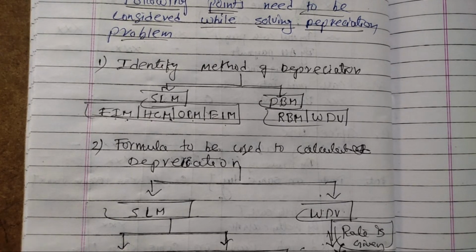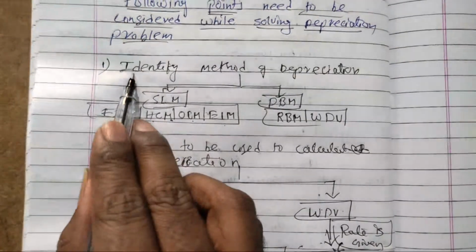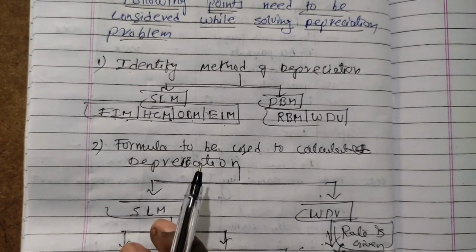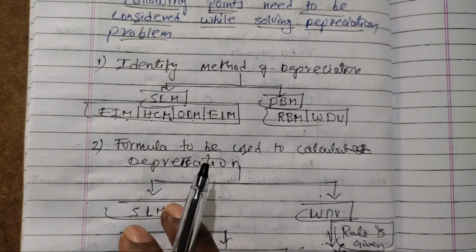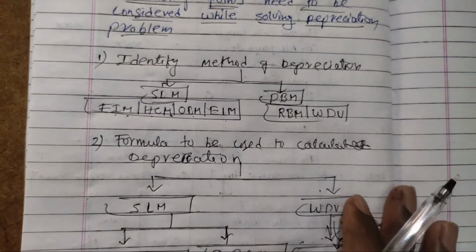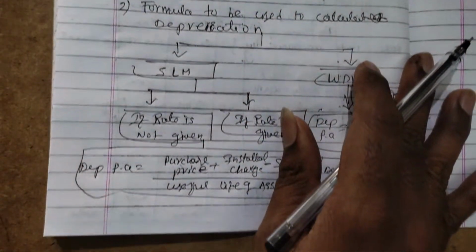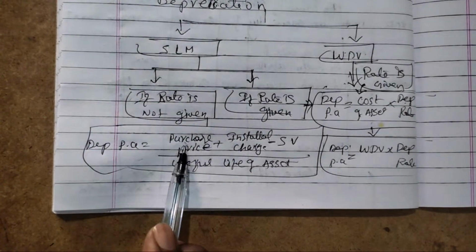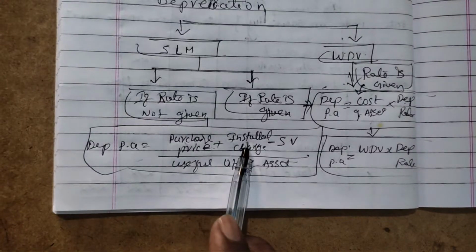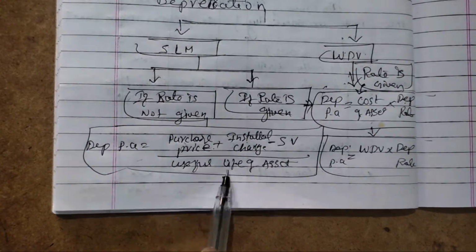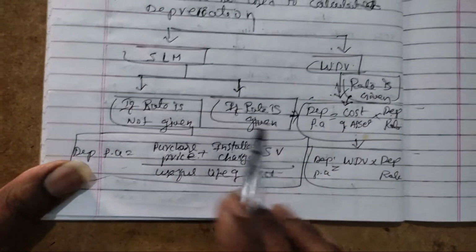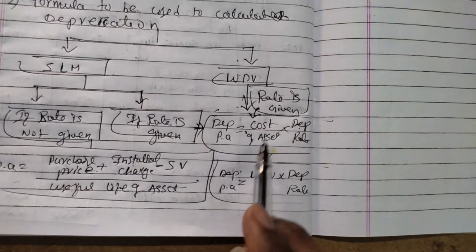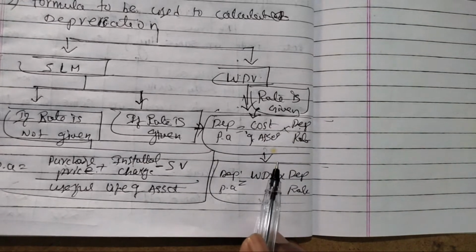You tell it clearly. So first thing we need to identify the method of depreciation. Second thing we need to identify the formula to be used. If it is straight line method, if rate is not given, depreciation will be calculated as purchase price plus installation charges minus scrap value divided by useful life of asset. If rate is given, directly you will apply this formula: depreciation per annum is equal to cost of asset into depreciation rate. Right?